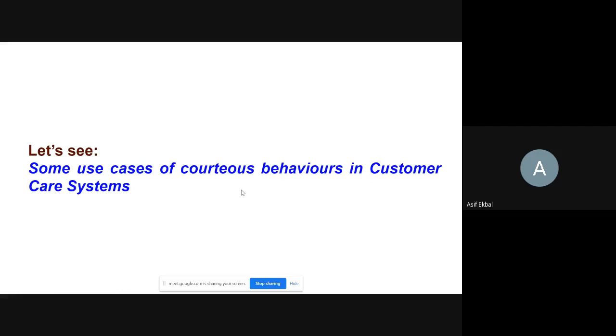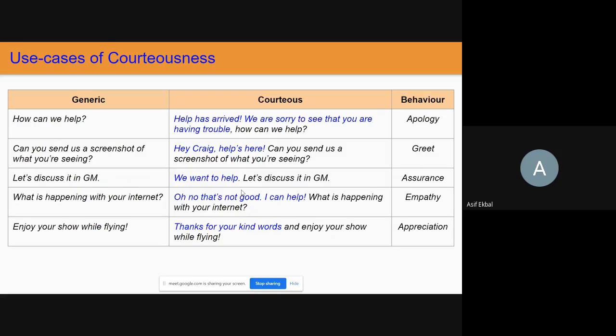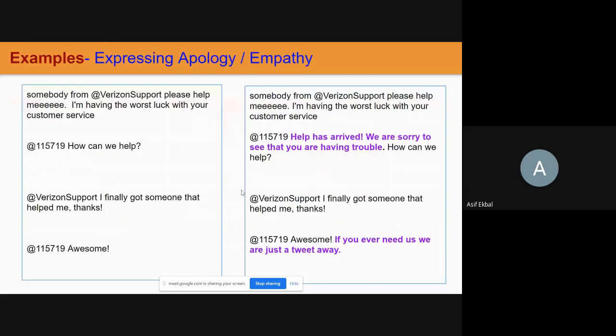Now let us see some use cases in the particular problem that we have solved, that is the customer care situations. Let's say this one. The left part shows the actual interactions between the customer and the agent. The agent here is the bot, and the right part is showing the politeness-oriented conversations. The left one is the actual conversation.